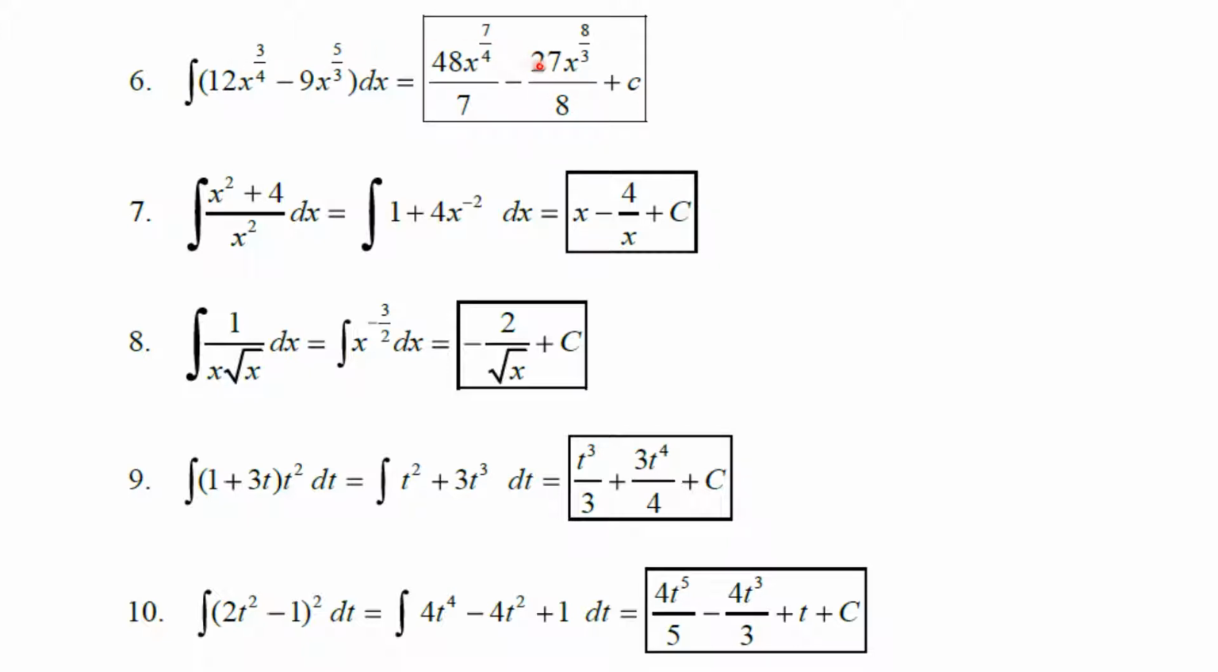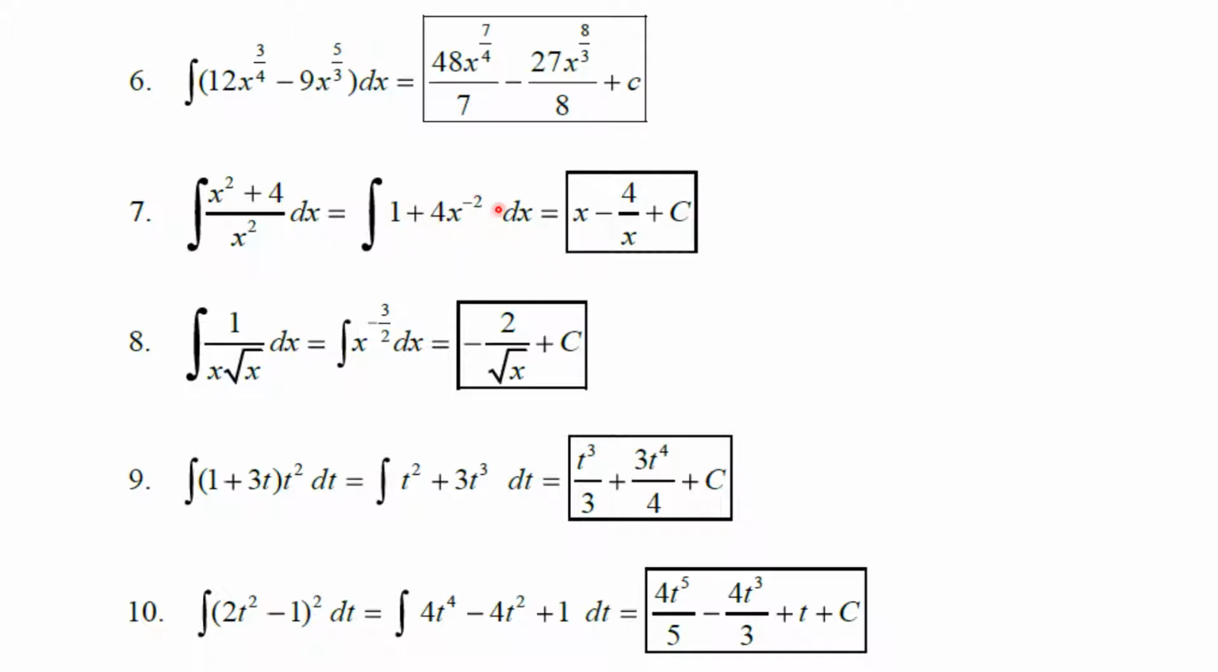So 9 times 3 is 27 over 8. And of course, you add the constant c. When you have functions like number 7, you should actually simplify it to individual terms first. So as in x squared over x squared gives you 1. And plus 4 over x squared is 4x to the negative 2.